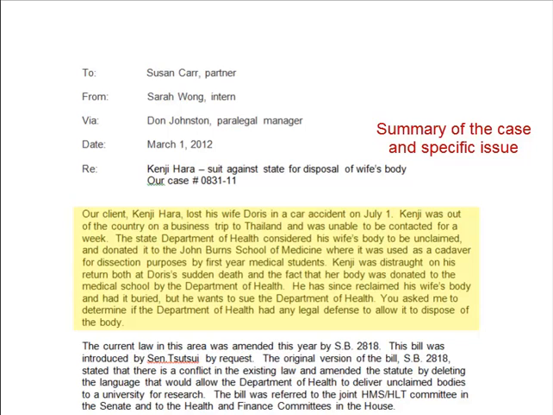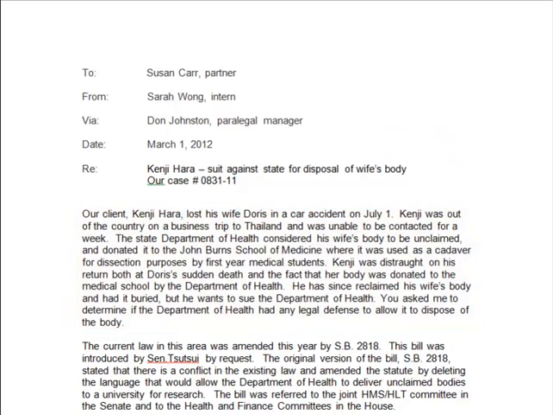So in this case, Kenji Hara lost his wife in a car accident. The Department of Health thought that the body was unclaimed and donated it to the medical school. Kenji is distraught and he wants to sue the medical school for the fact that his wife was used as a dissection cadaver. And your partner is asking whether the Department of Health has any defenses to giving Doris's corpse to the medical school. So, after a brief recap, we're going to take a look and see what kind of content is required in these memos.